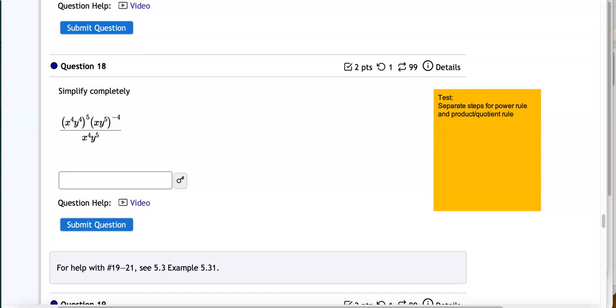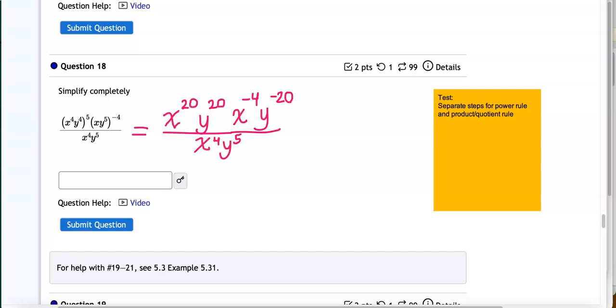So what we're going to have then is, for the numerator, we're going to start with the power rule, and the power rule is going to have the 5 be applied to both the x to the 4th and y to the 4th. So then we end up with x to the 20th, y to the 20th, and then that is a product with x to the negative 4, y to the negative 20th, and the denominator stays the same.